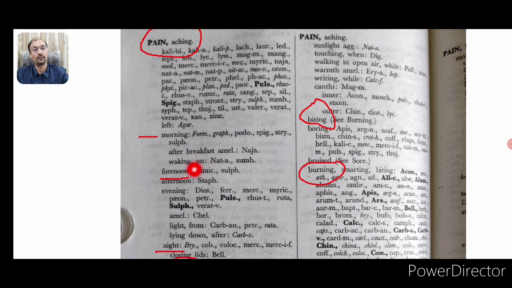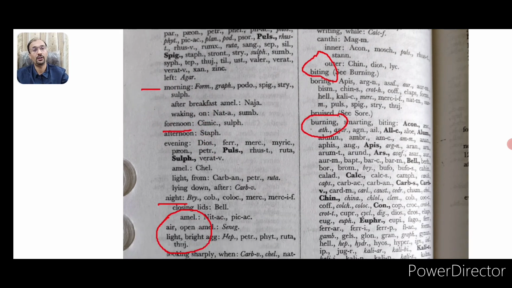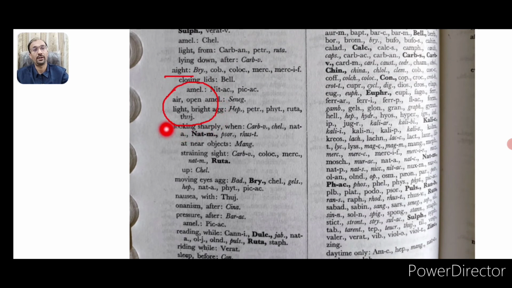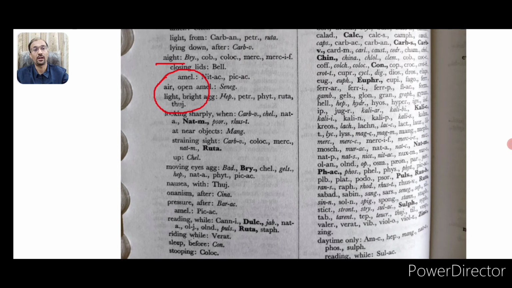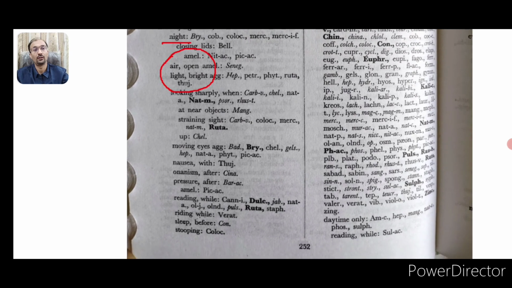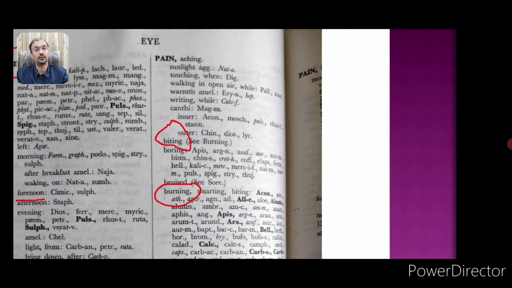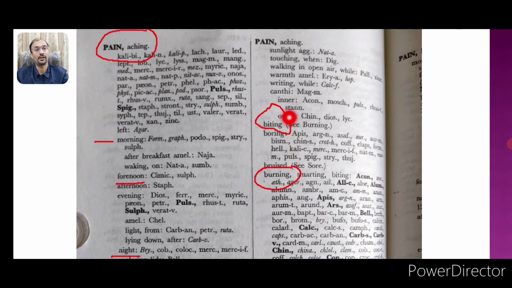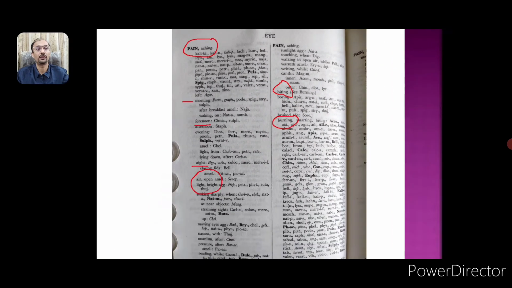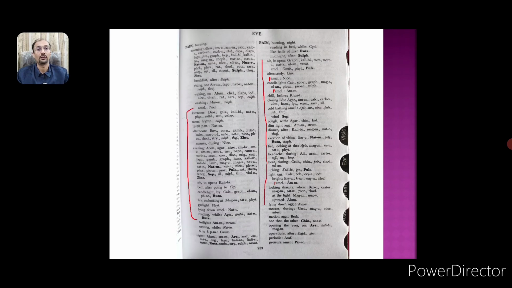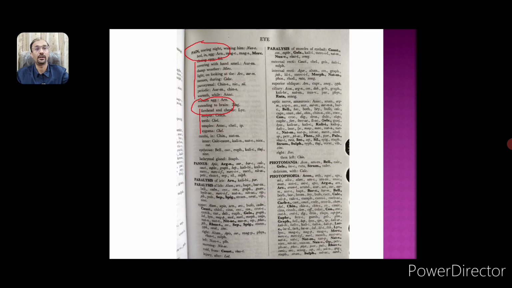Okay, then morning, forenoon, again a time modality. Then comes the alphabetical order, the simple modalities. See here, riding, while, before, sleep, all are given. Next comes another rubric, biting, burning. So there is another character of pain, alphabetical order are written. Okay, the same thing we are going to have in every chapter.